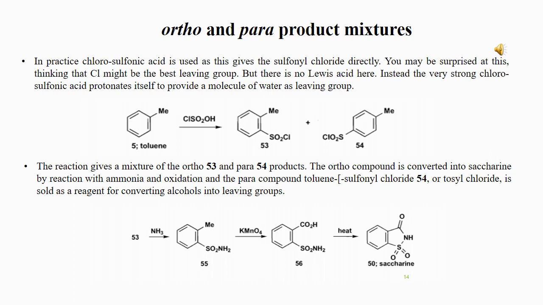Tosyl chloride is common. It is used in the market as a reagent for converting alcohols into leaving groups, and 53 will be converted by the reaction with ammonia into 55, then oxidized with KMnO4 to give 56, and then heated to give the imide 50, that is saccharine.